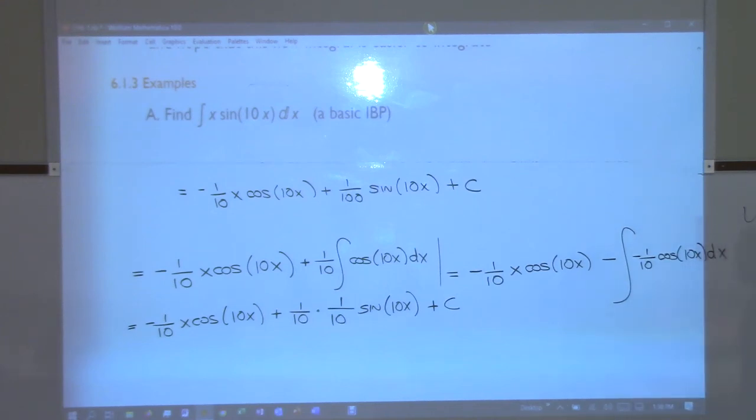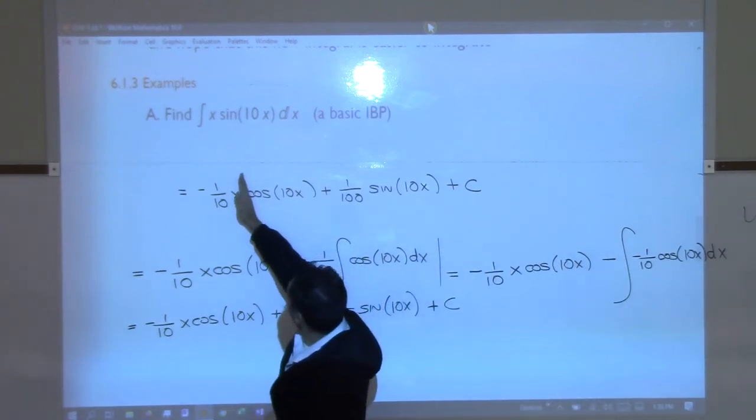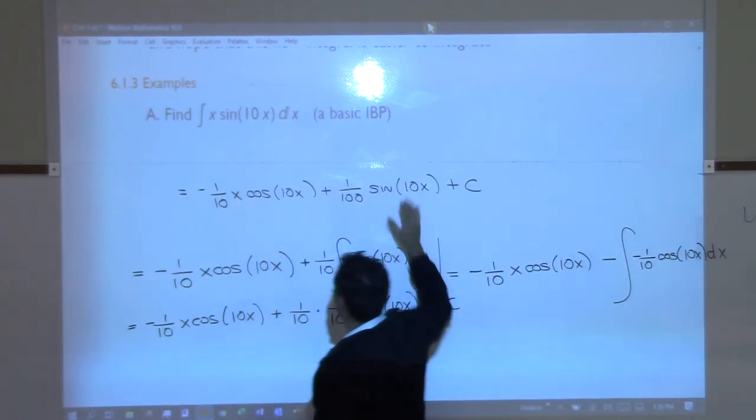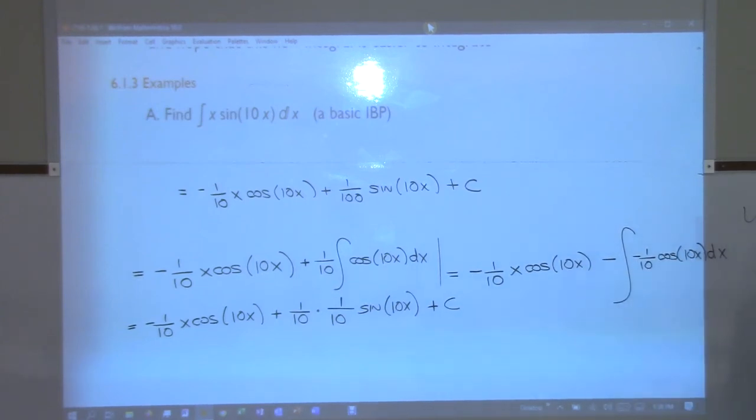And you could check it, couldn't you? Should we or no? We checked the last one, right? This one would work the same way. You have a product rule right here. So you do your little product, and then you take the derivative here, and things will cancel. And you should just be left at the end with x times sine of 10x.